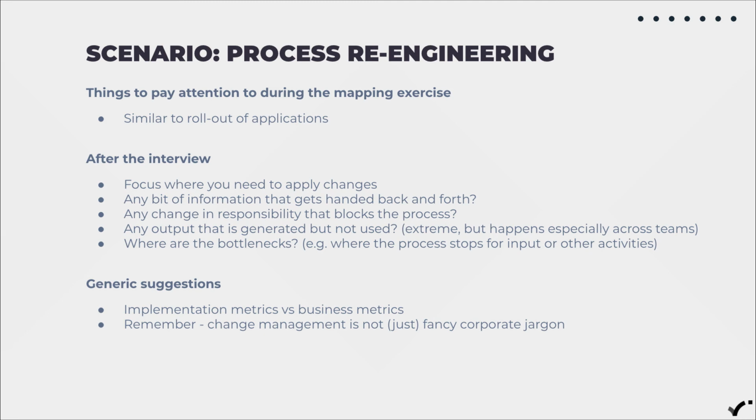As a generic suggestion, again, cluster your implementation metrics and your business metrics differently. Remember that change management is extremely important in business process reengineering projects. It's not just corporate jargon. You need to manage your stakeholders, engage with them, have a rock solid communication plan, involve everyone that needs to be involved. This is the only way your project will be successful.